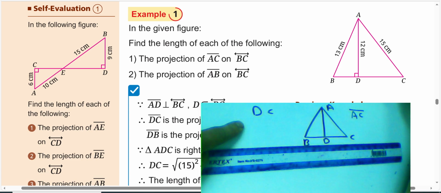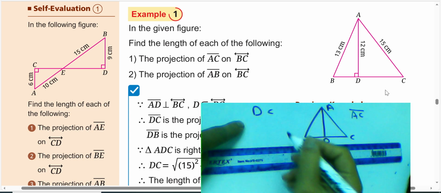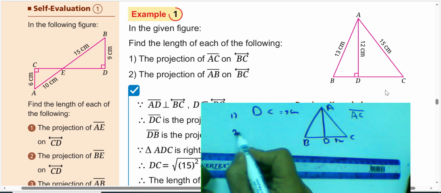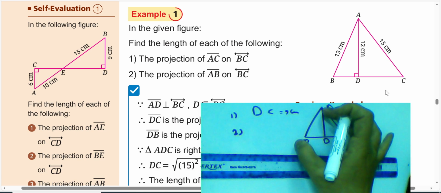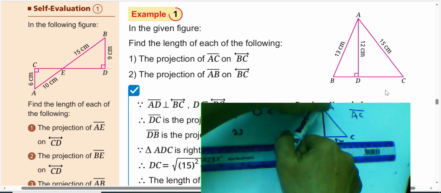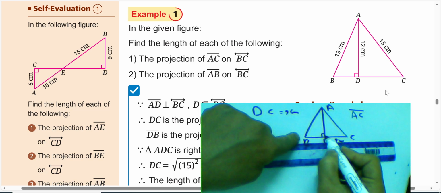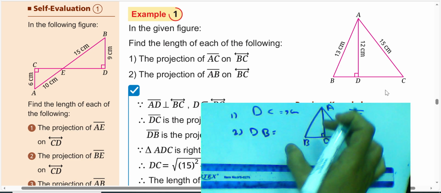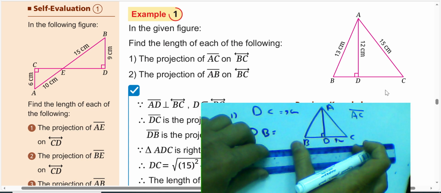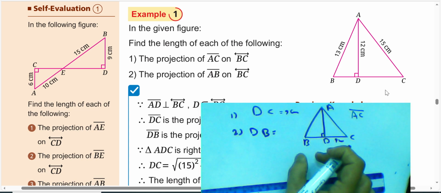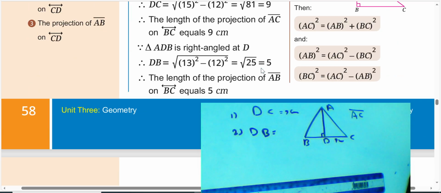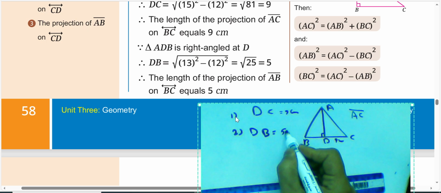We can find DC from the Pythagorean theorem: 15 power 2 subtract 12 power 2 and then find the square root. It will be 9 centimeters. This 9 centimeters is from the Pythagorean theorem. This is question number 1. Question number 2, we want to find the projection of AB on BC. Look, the projection of A will be point D, and B projects to itself. Then you can find DB. The projection of AB on BC will be DB, this line segment. You can find the segment from the Pythagorean theorem: 13 power 2 subtract 12 power 2 and then find the square root. The result will be 5 centimeters. The line segment will be 5 centimeters.